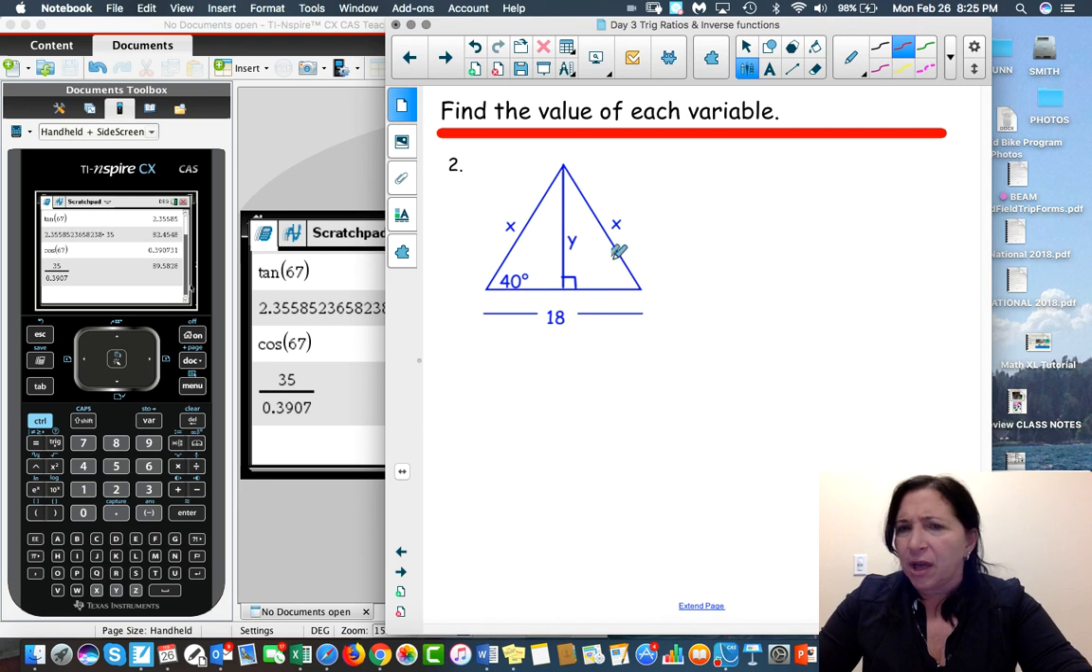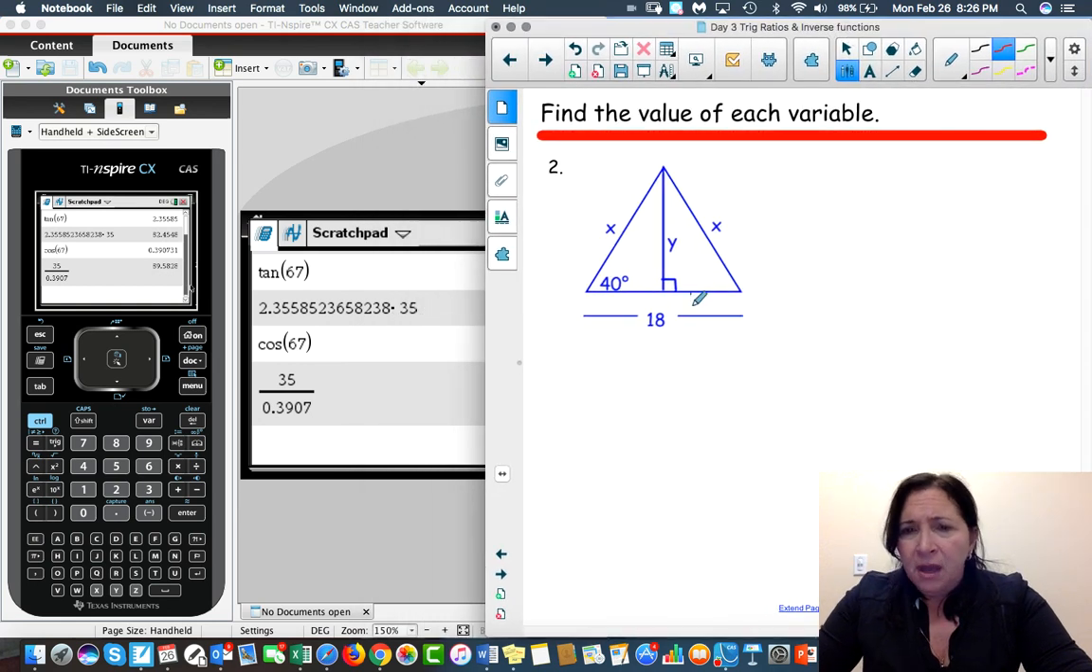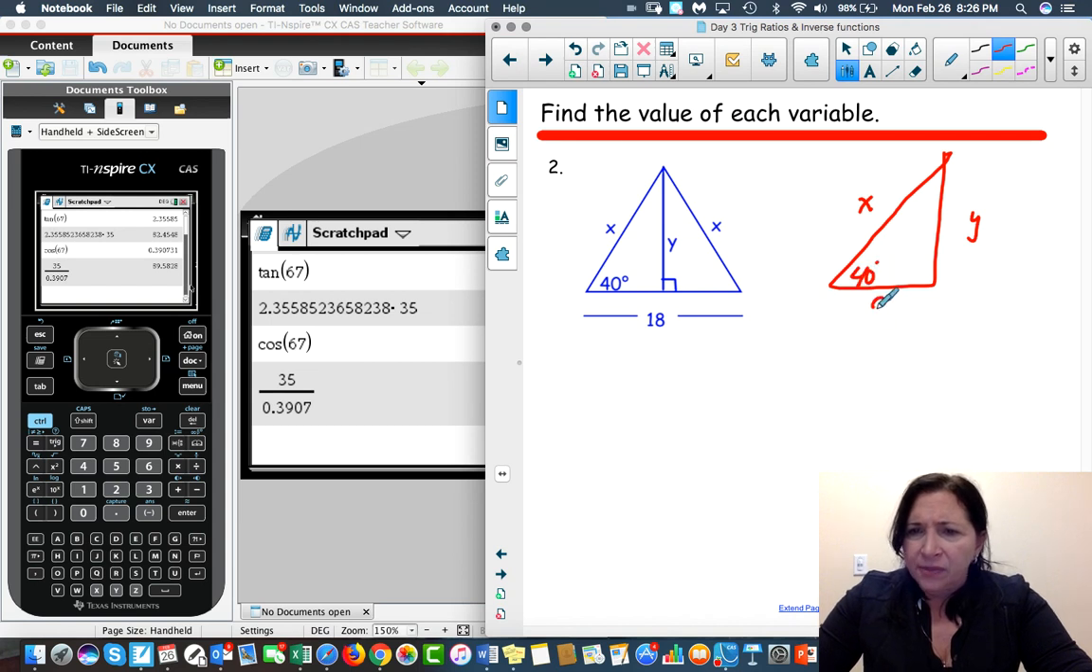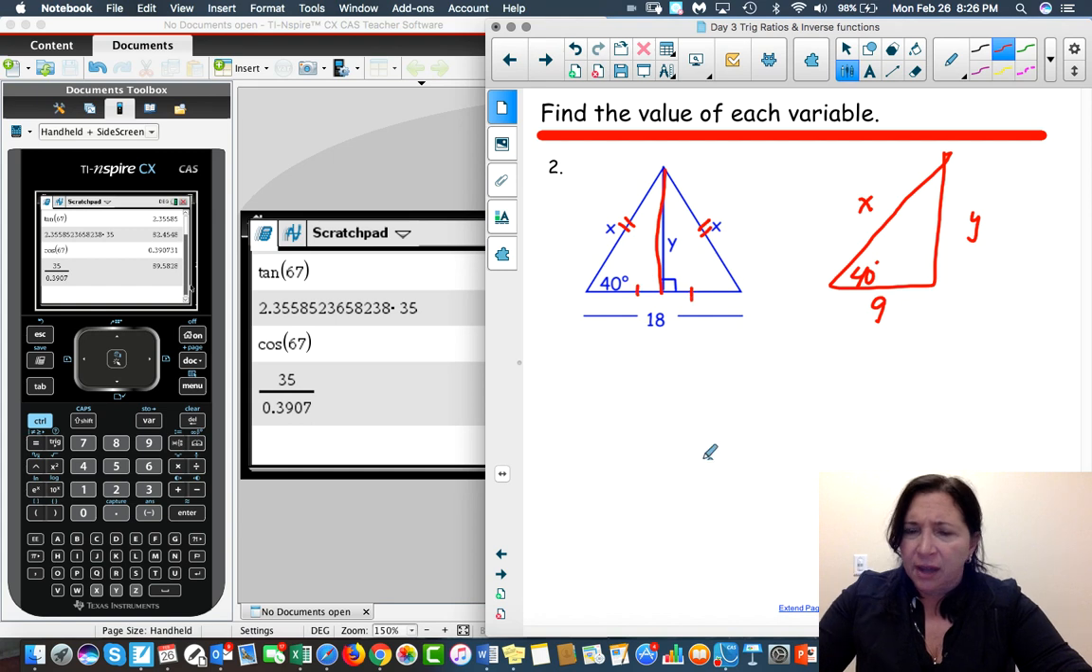We need to find the value of each variable for this. I see that both x's are exactly the same. So for this problem, looking at this triangle here on the left, that's x, this is y, and this is 40 degrees. This is 9, because this looks like an isosceles triangle, this altitude does cut that base in half, leaving this 9 and that 9, okay?